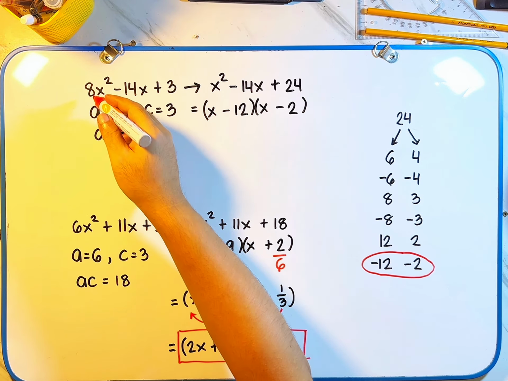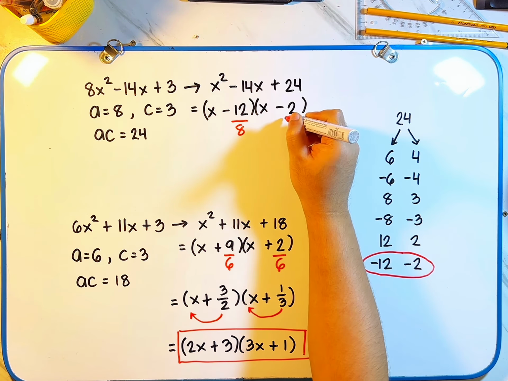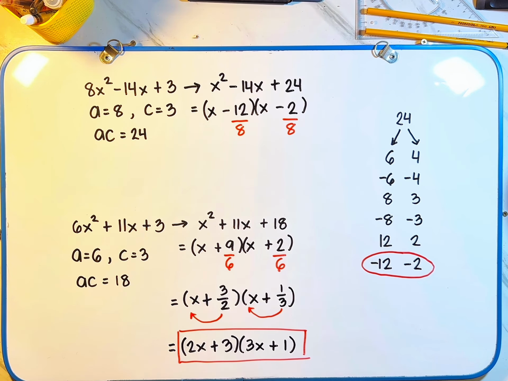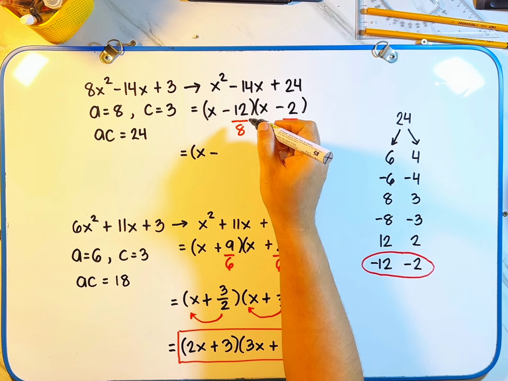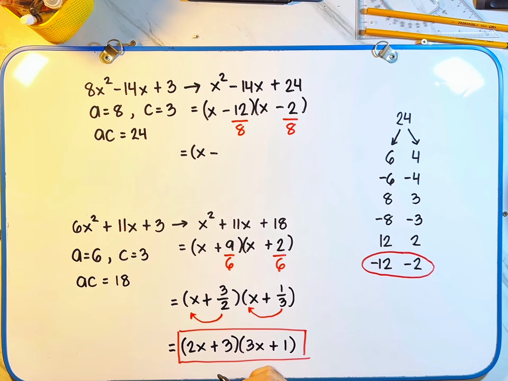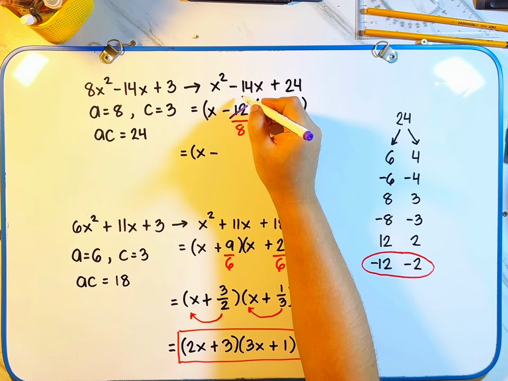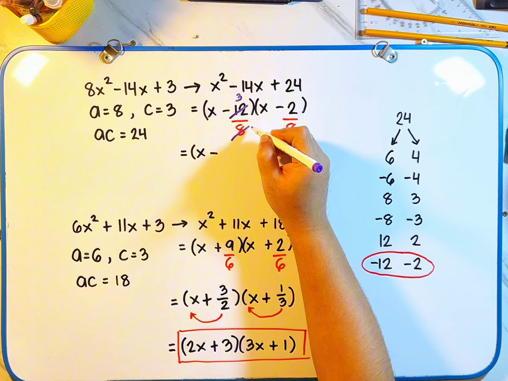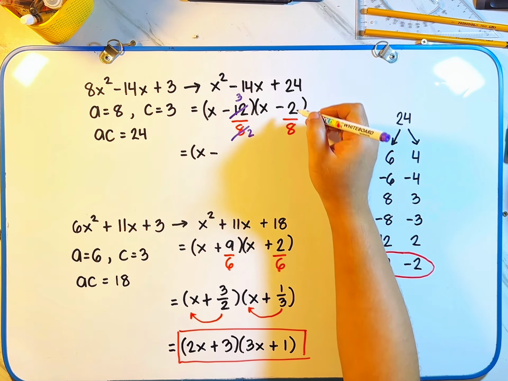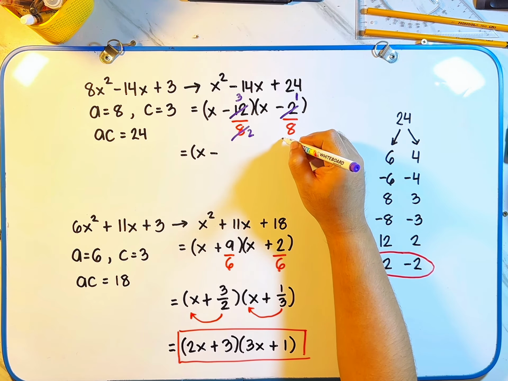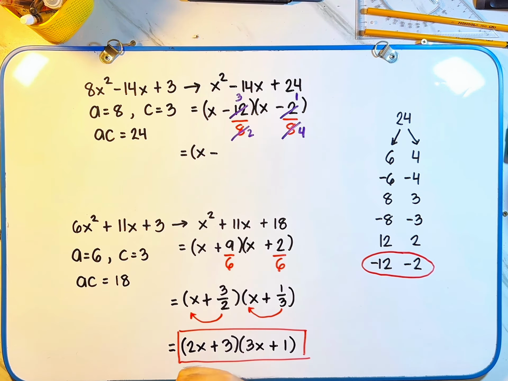Let's return the leading coefficient 8. So divide by 8, divide by 8. Let's proceed. We have x minus the lowest term of 12 divided by 8. Let us divide both numerator and denominator by the greatest common factor. And the GCF of 12 and 8 is 4. So let's divide 12 by 4, that is 3. Divide 8 by 4, that is 2. So 3 over 2. Also, 2 and 8, the GCF is 2. 2 divided by 2 is 1. 8 divided by 2 is 4. So we have 1/4.